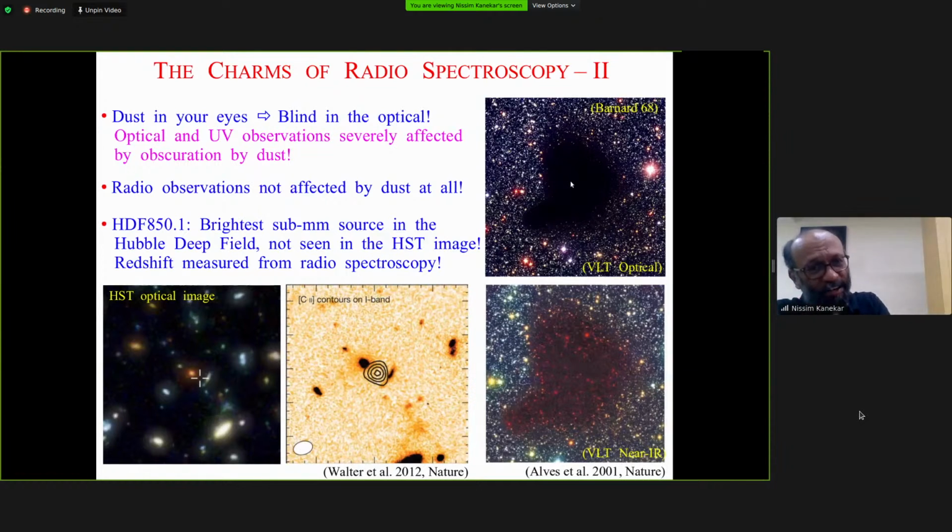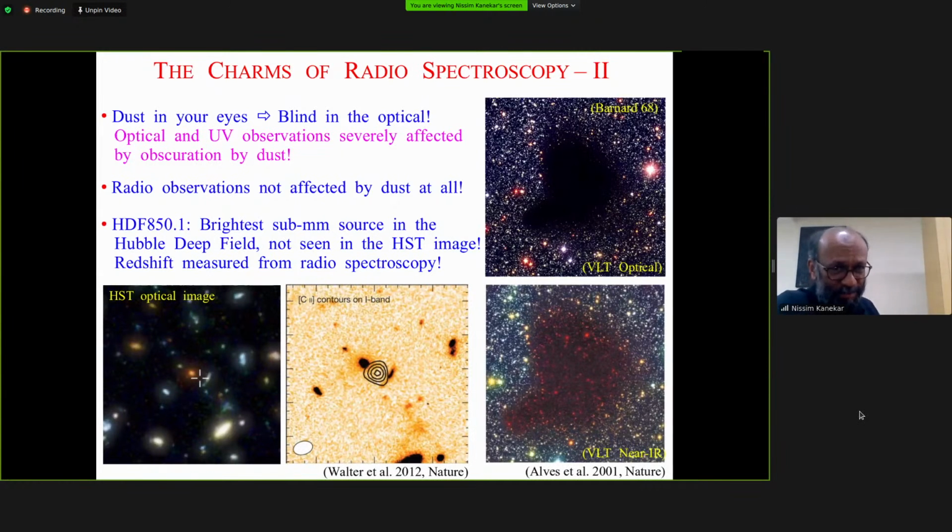And so optical and ultraviolet observations are severely affected by obscuration by dust. And that really has implications for your estimates of conditions in objects which contain dust. For example, if you estimate the star formation rate of a galaxy in the optical, very often you dramatically underestimate the star formation rate because the emission in the optical is being killed by dust. And the beauty of the radio is that radio observations are not affected by dust at all. So dust is basically transparent in the radio.